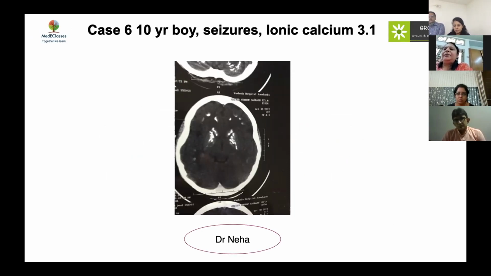So what we can see here is that the patient presented with a complaint of seizures which were uncontrolled on normal anti-epileptic therapy. On evaluation, he had hypocalcemia with ionic calcium of 3.1, and imaging was performed which showed intracranial calcifications.